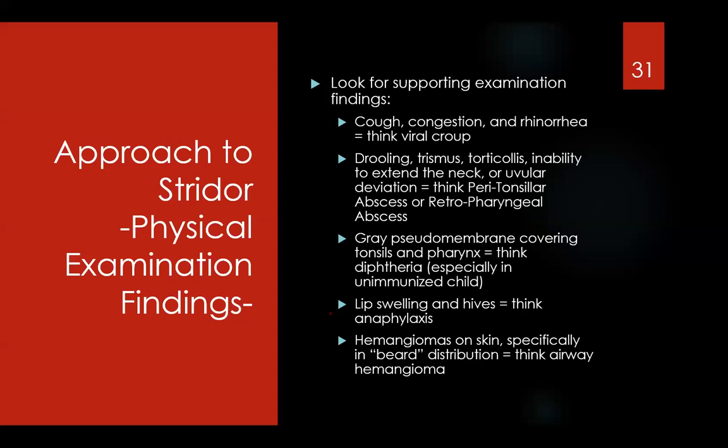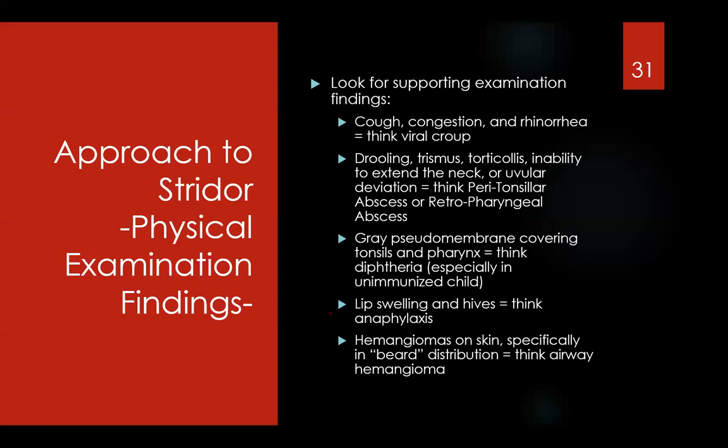We want to support our diagnostics with our physical exam. So cough, congestion, rhinorrhea, we're thinking croup. Drooling, trismus, torticollis, can't move your neck. You've got a peritonsillar abscess or a retropharyngeal abscess. Gray pseudomembrane covering the tonsils is consistent with diphtheria, especially in an unimmunized child. If there's lip swelling or hives, we want to think of anaphylaxis.